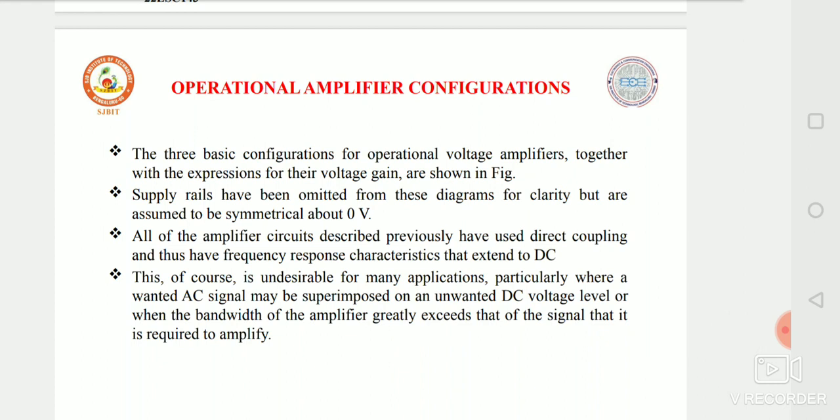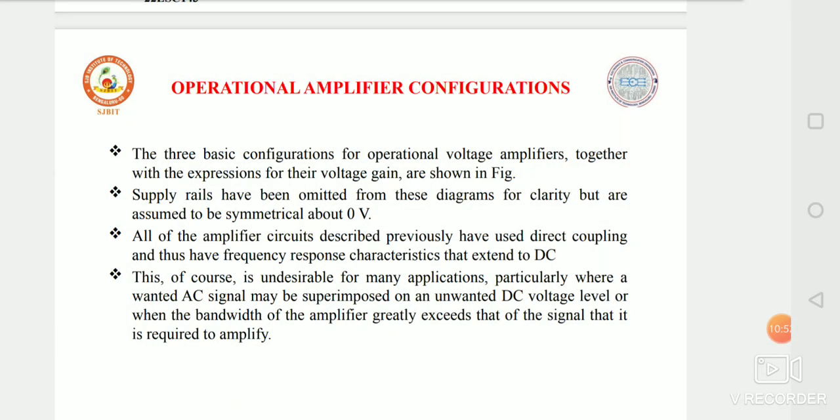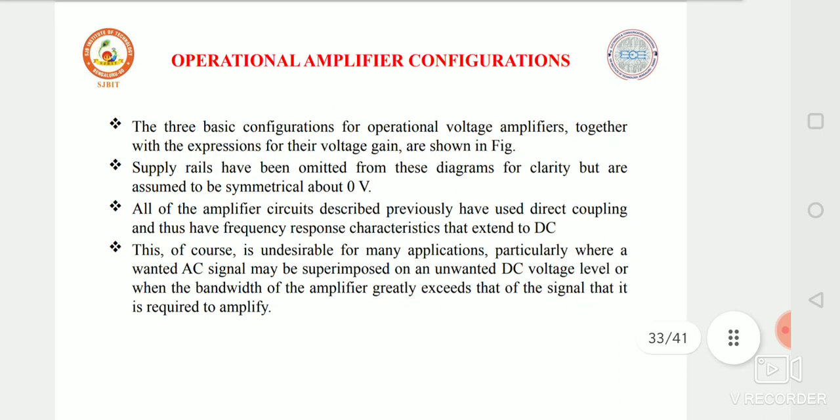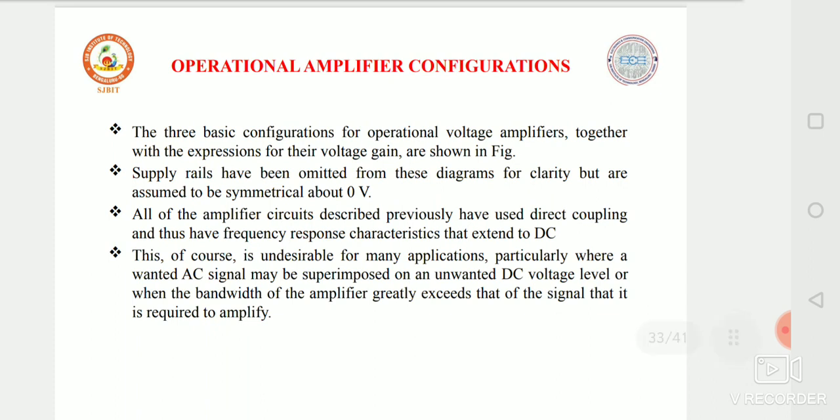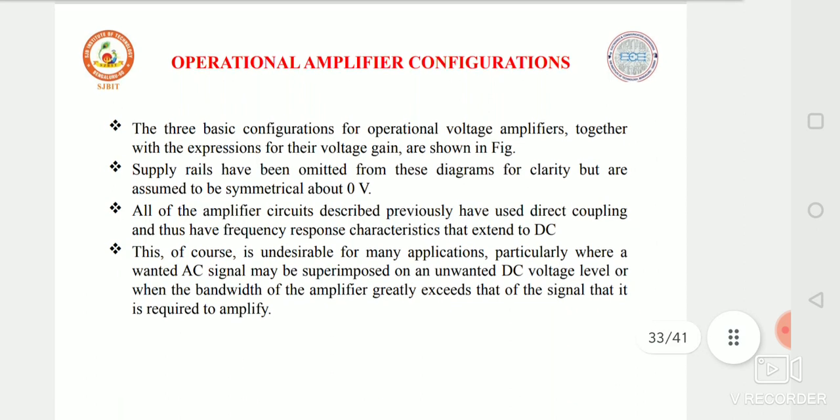So, operational amplifier configuration. Three basic configurations for the operational voltage amplifier, together with voltage gains, are shown in the figure. Supply rails have been omitted from this diagram for the assembly to be symmetrical about 0.